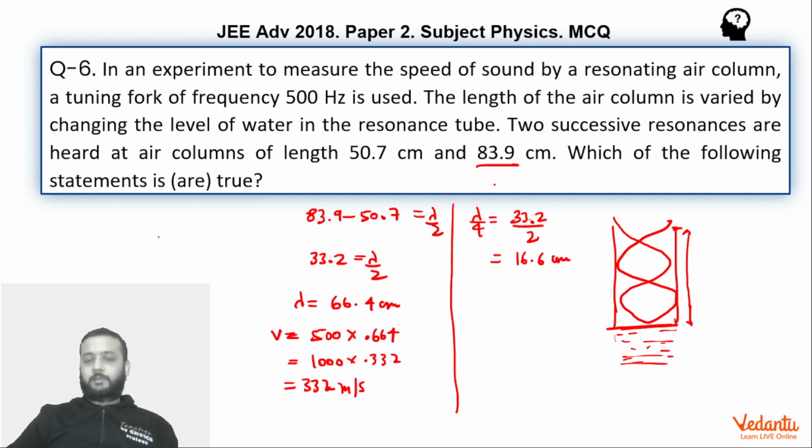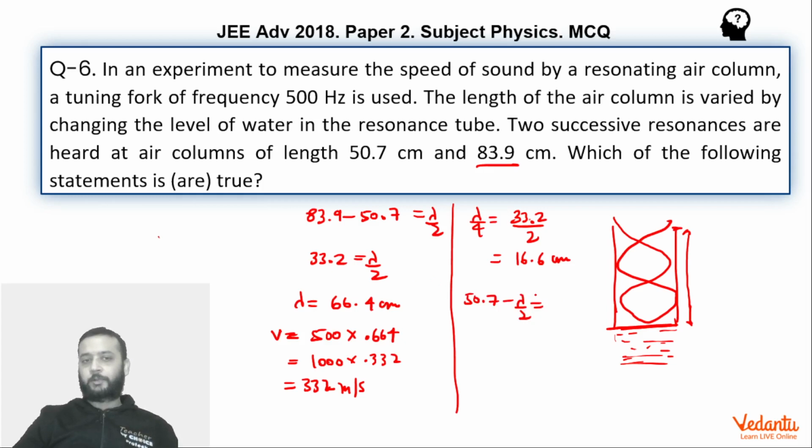Now if you see carefully, let's further decrease the length by lambda by 2 from 50.7. So 50.7 minus lambda by 2. Okay, so this becomes how much?